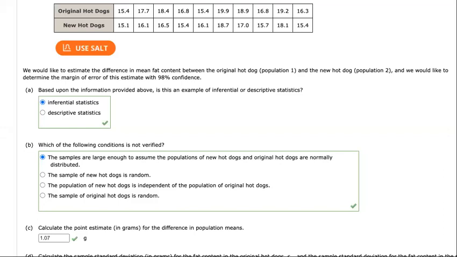In this case, we're trying to infer something about a greater population from a sample. So this is inferential statistics. Which of the following conditions is not verified?